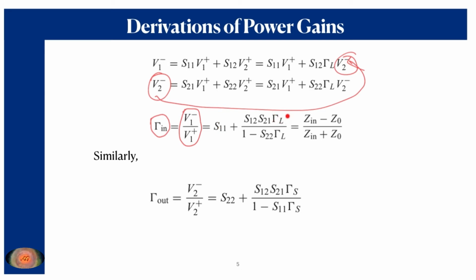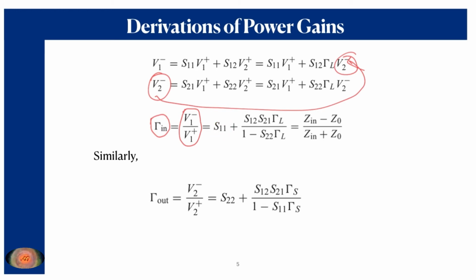Or if gamma L equals 0, that means when the matching condition is achieved, that means matching of the load impedance with the characteristic impedance is done, then also this gamma L will be 0 because no reflections will take place. So then also this gamma in will be equal to S11.